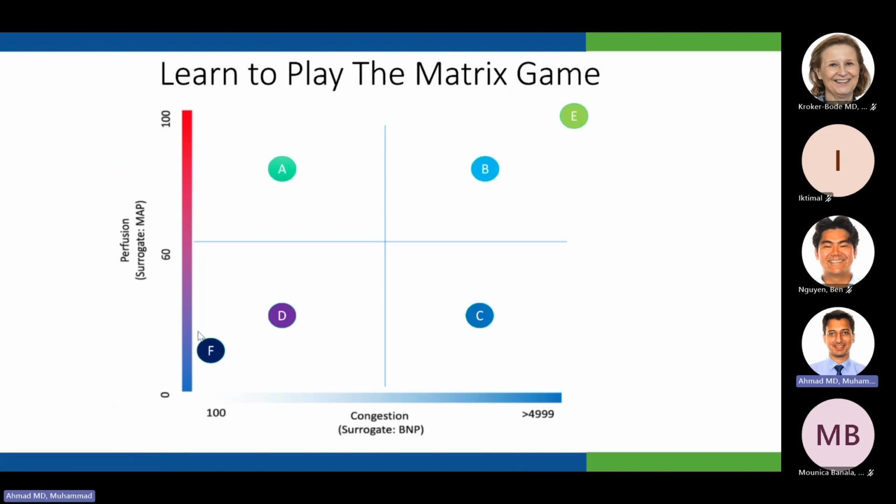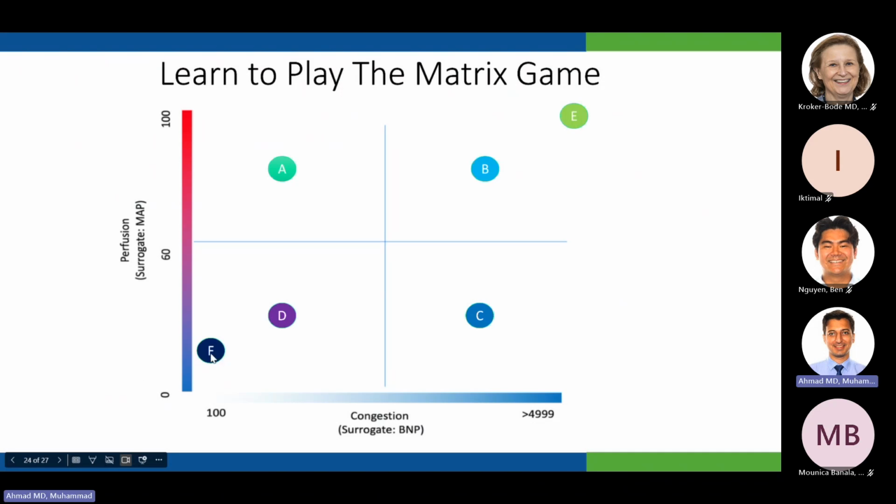Yeah, they're in shock because they're almost off the chart, on both the perfusion and the congestion axes. So that patient we're dealing with right now has septic shock, but they have underlying cardiomyopathy. We're called because the patient's in heart failure, and they are.